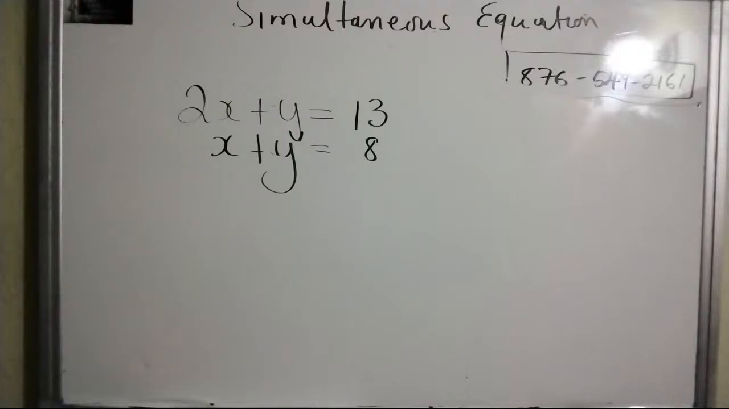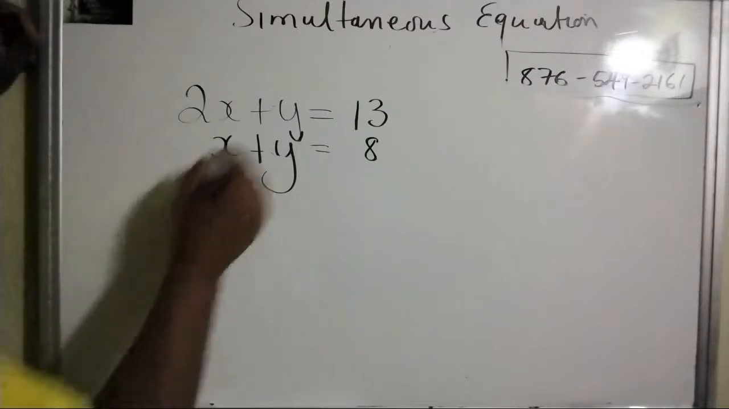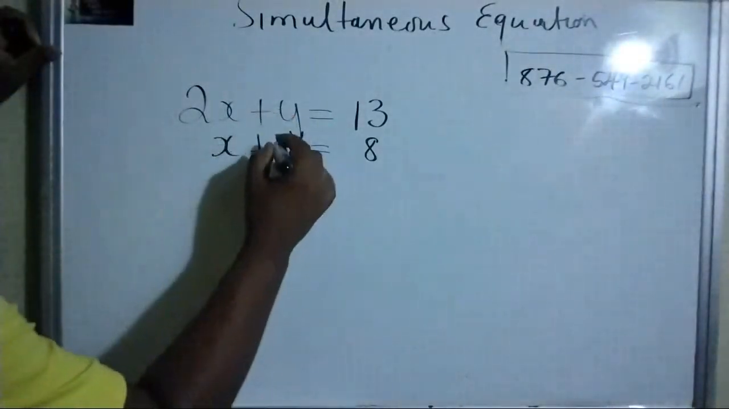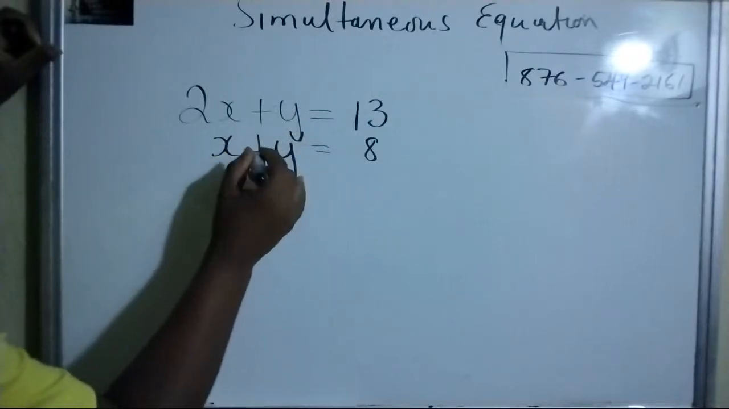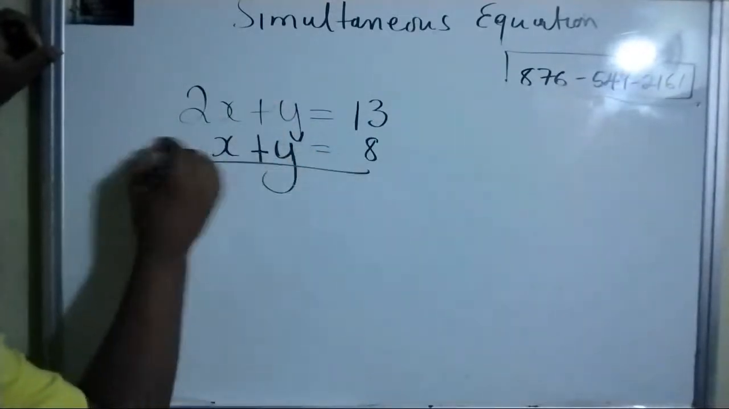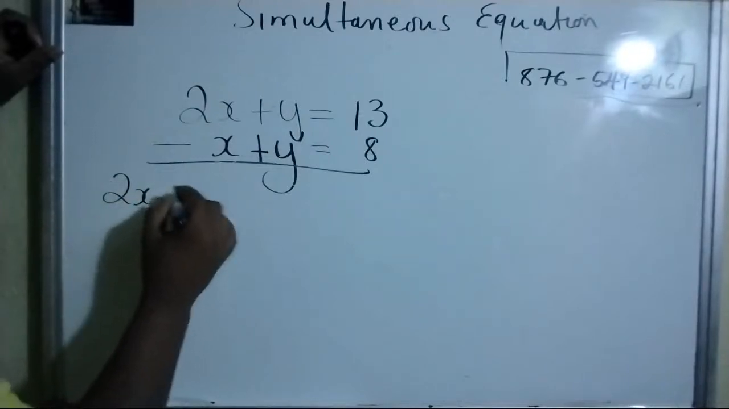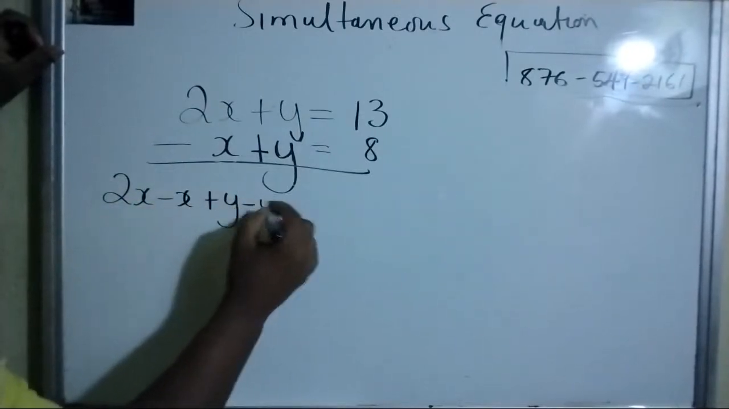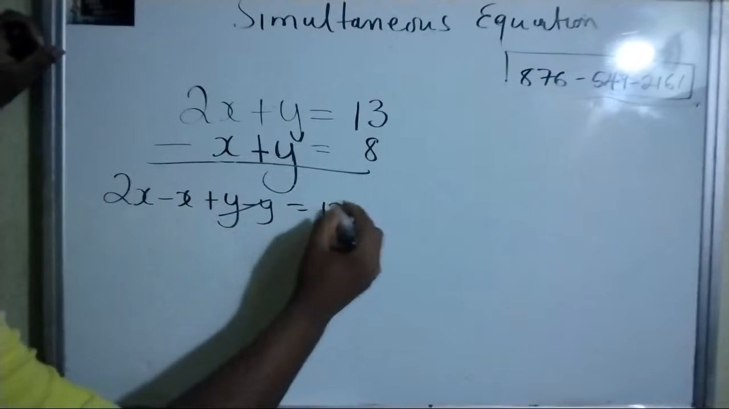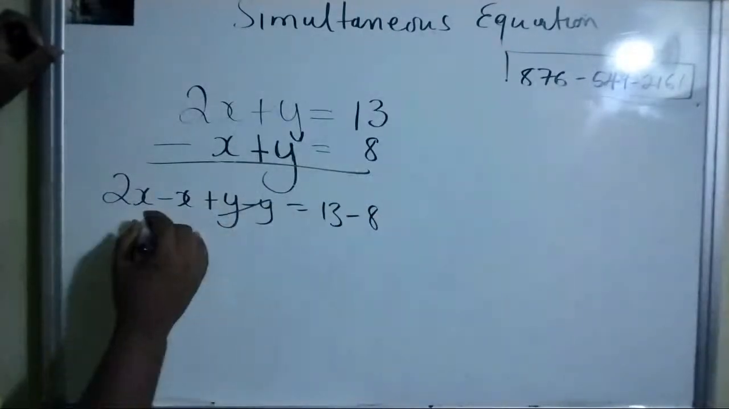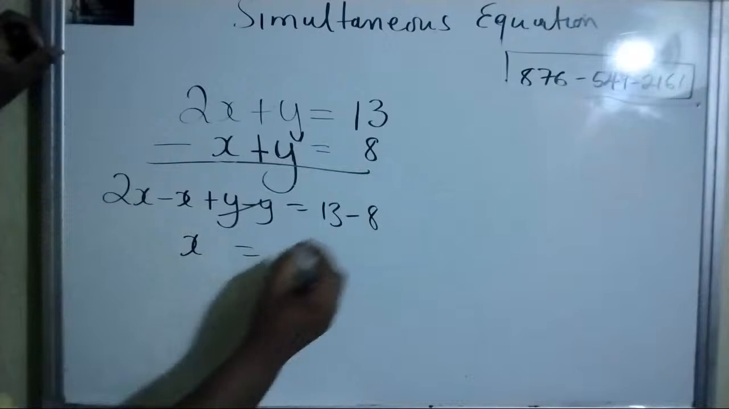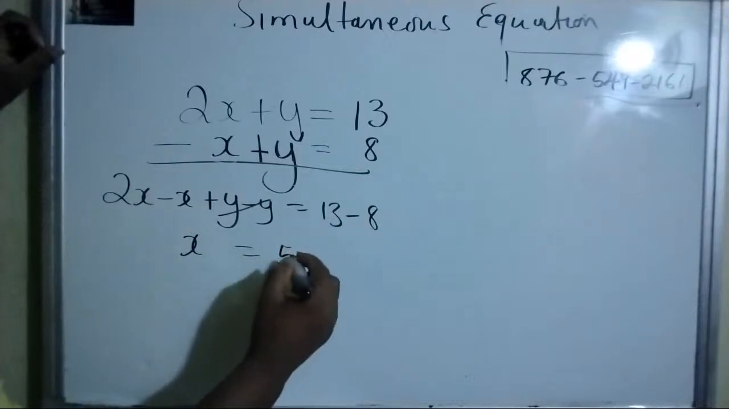Alright guys, ready. Let's go. So it said 2x plus y. Both of them are the same, so we don't have to multiply, we can just subtract because the coefficients are the same and the signs are the same. So it will be 2x minus x, y minus y, that is 0, 13 minus 8. So 2x minus x is x, and 13 minus 8 is 5.